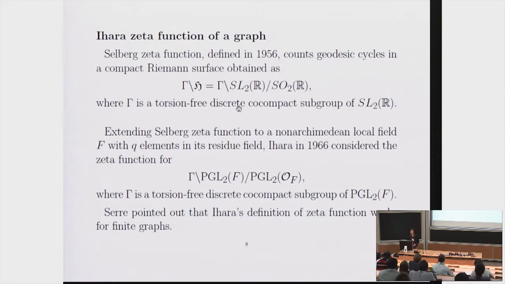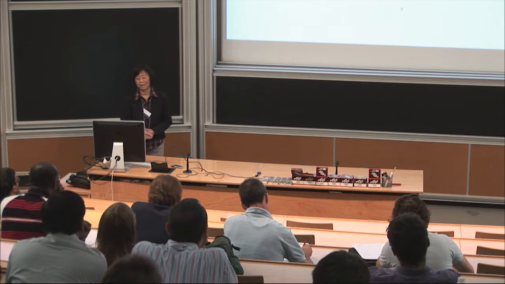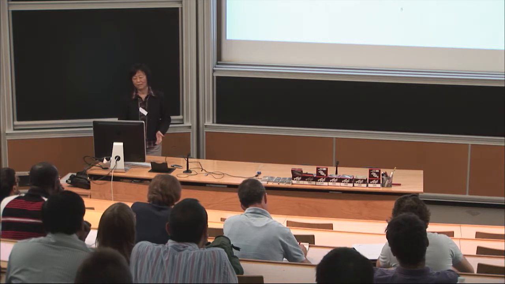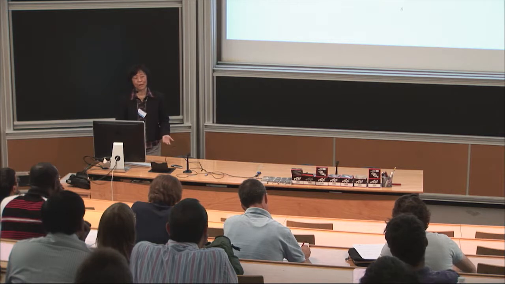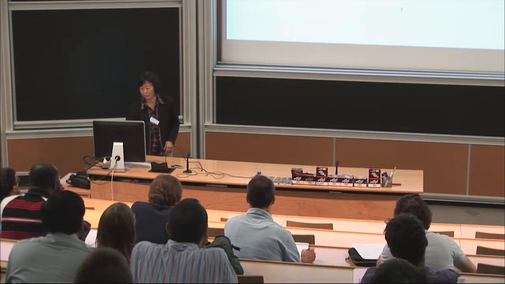What Ihara was trying to do in 1966 was to replace the real field R by a non-Archimedean local field F with q elements in its residue field. So he considered the double coset of this kind, PGL2(F) modded out by its maximal compact subgroup on one side, and on the other side by torsion-free discrete cocompact subgroups. He defined the zeta function in this case, just mimicking what Selberg did. Then Serre pointed out that what Ihara did actually works for all graphs. So this is the definition I'm going to talk about now.